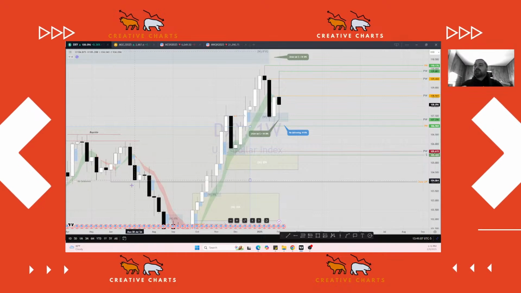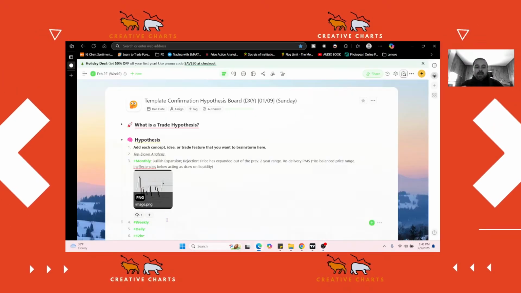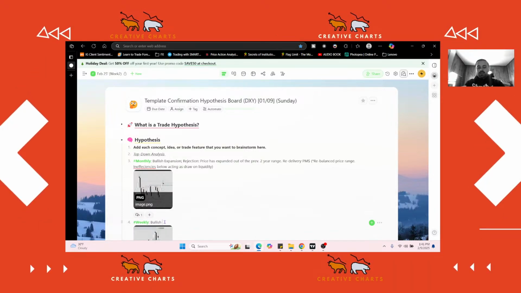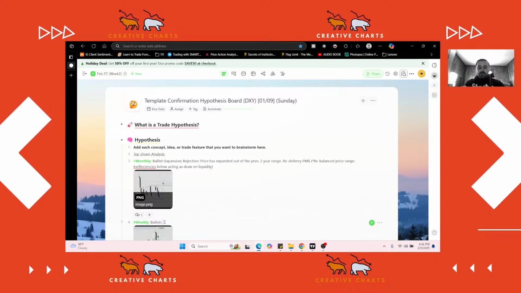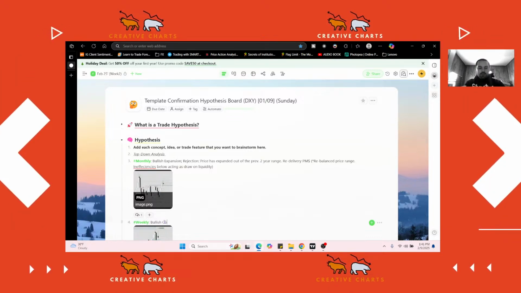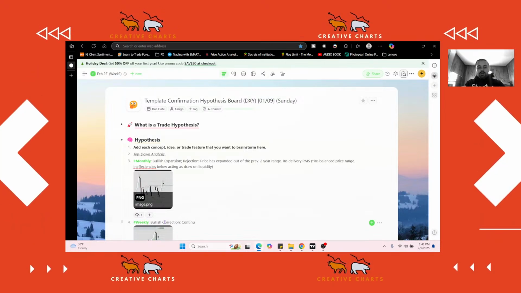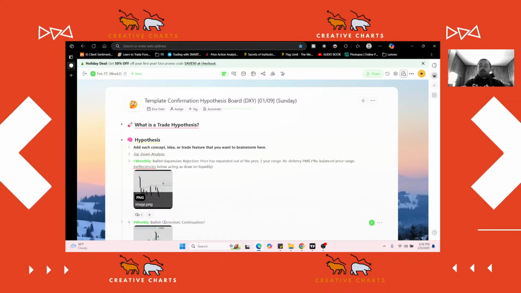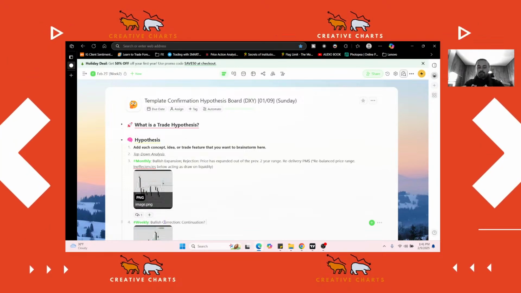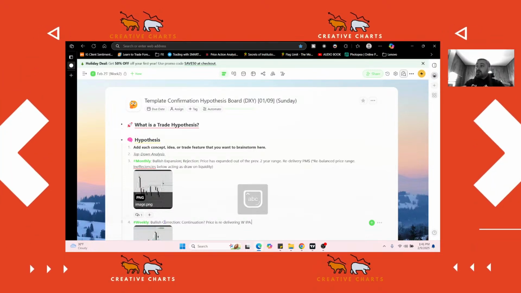So same thing. Take my screenshot. Then I jump back down into my journal. I'm going to paste that. I'm going to write exactly what I see: bullish correction, continuation, question mark, because it's not confirmed. I'm not sure. So price is redelivering weekly IPA.